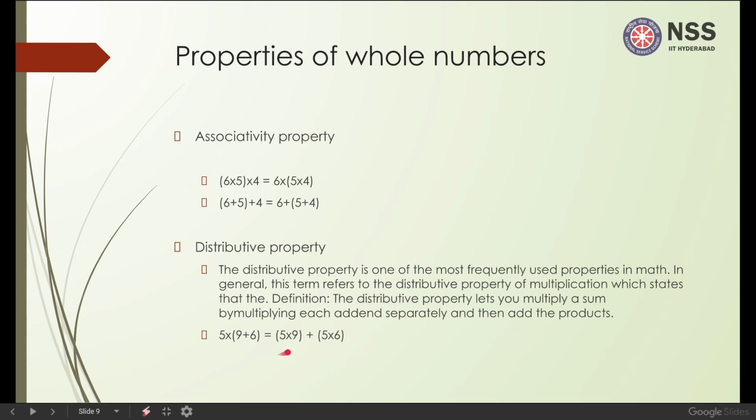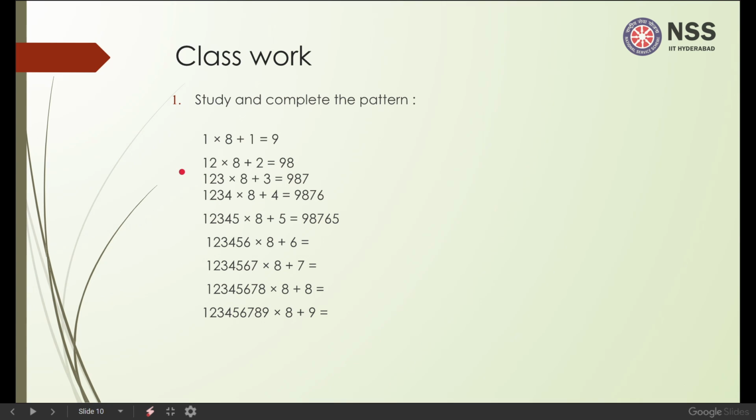Now, if we apply distributive property, we get 5 multiplied by 9 and 5 multiplied by 6. So 5 multiplied by 9 is 45, 5 multiplied by 6 is 30. So adding these two, we get 75. Let us study and complete this pattern. So we have been given a few operations. Try to solve this question.